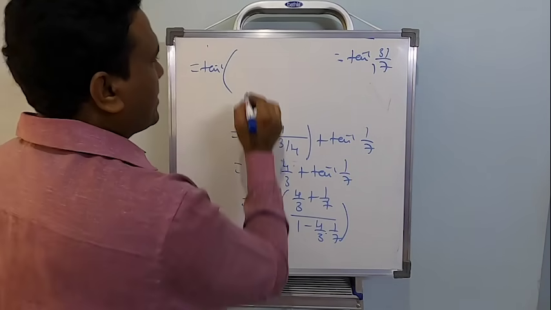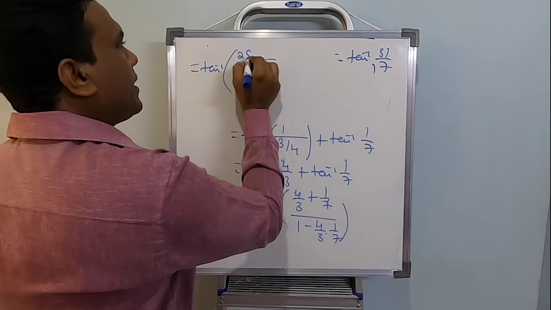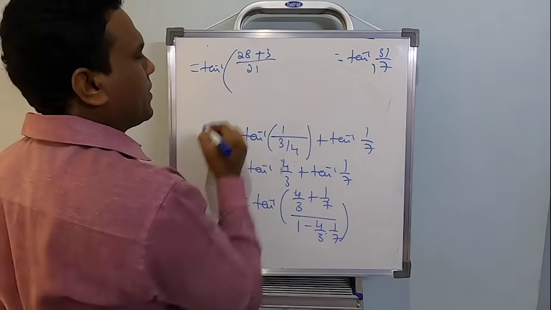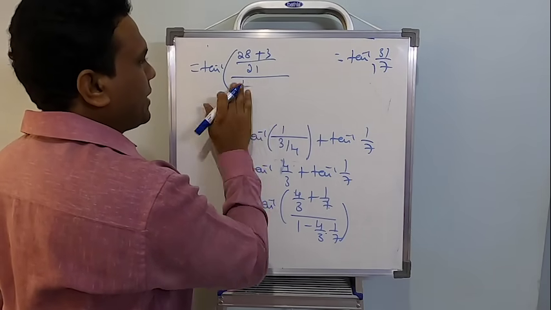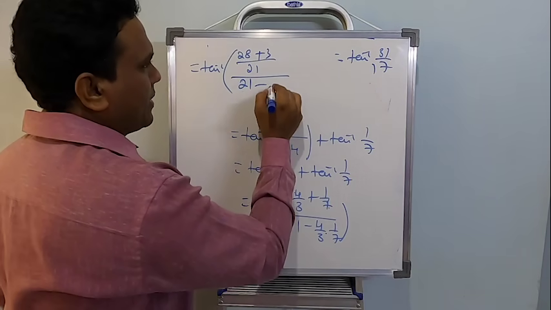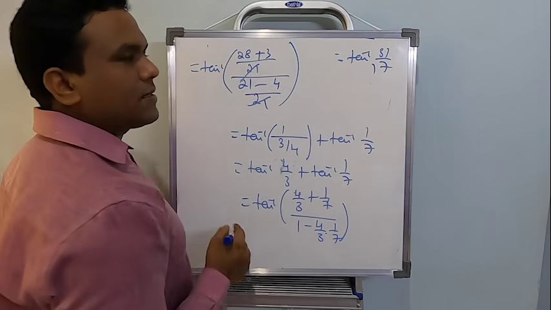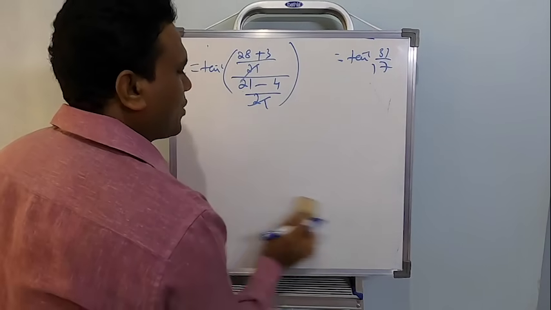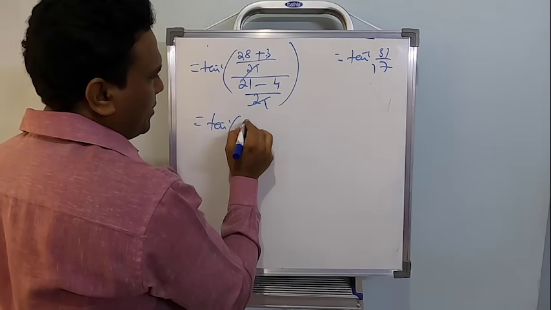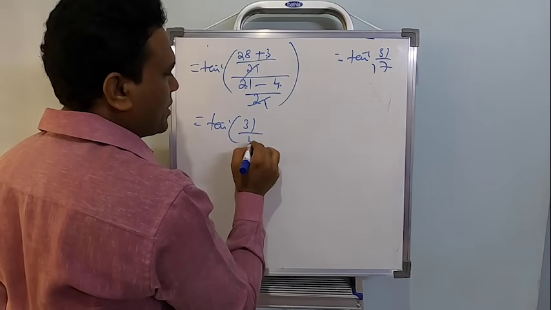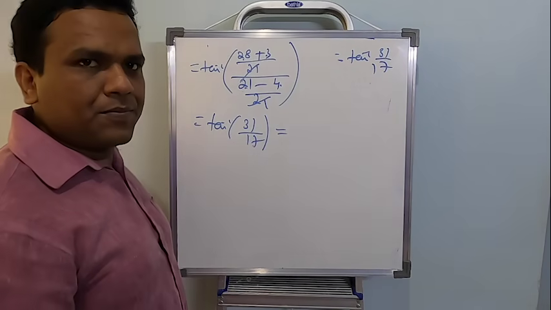So let us consider the LCM. The LCM will be 21. So the numerator will be 7 times 4, 28, plus 3, right? And in the denominator, 1, on taking LCM, it's going to be 21 minus 4 by 21. So let us cancel these two. The rest, whatever we get, will be the required answer. So tan inverse of 28 plus 3, 31, over 21 minus 4, that's going to be 17. So that's the required RHS for us.